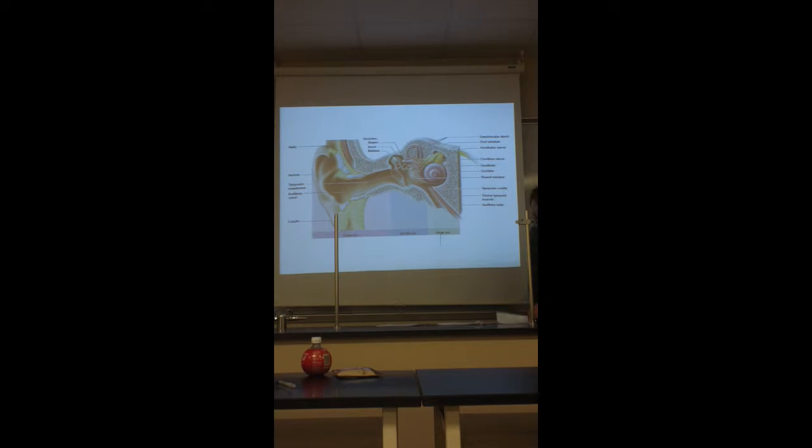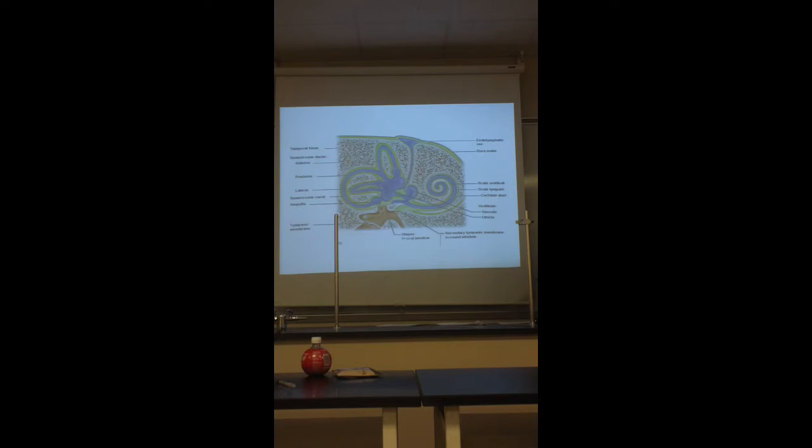Malleus, incus, and stapes, as I said, are the three bones. Moving on, inner ear, membranous labyrinth, bony labyrinth I mentioned. Okay, the three parts. Do I have a better picture than this? Or is that the best one?